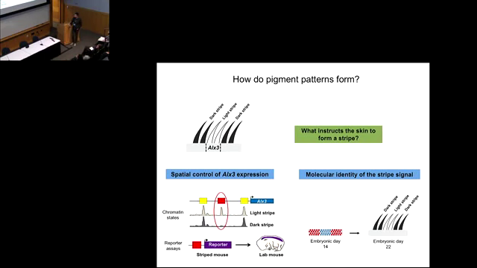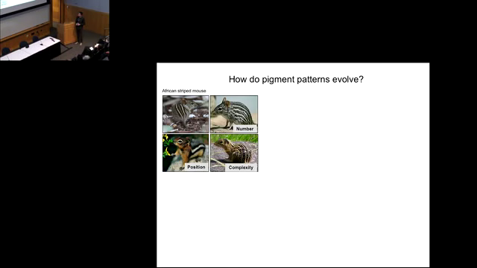In addition to this, all of the stuff that I told you so far happens pretty late in development, at embryonic day 22, which is 2 days before they're born. But we now have evidence indicating that the skin is patterned as early as embryonic day 14. So this is 8 days before all this happens. So we can go directly into these stages and then try to figure out the molecular identity of the stripe forming signal. And I'm happy to talk about all these things over coffee.